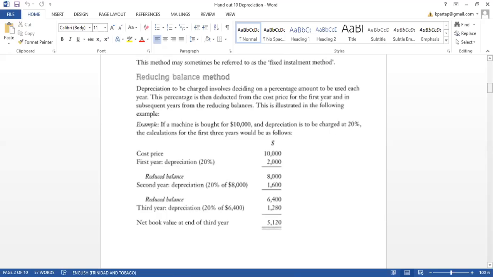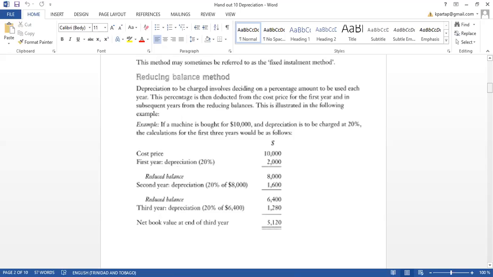So example, if a machine is bought at $10,000, depreciation to be charged at 20%. The calculation for the first 3 years would be as follows. We find 20%, which in this case is 2,000. We minus the 2,000 from the 10,000, and we get the reduced balance of 8,000.